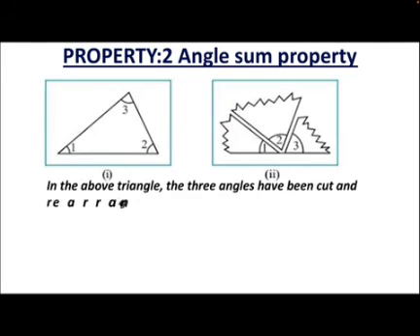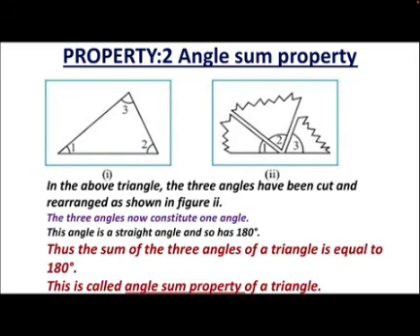So, you can see. So, angle sum property is your second property, important property. What does it say? When you add angle 3 plus angle 1 plus angle 2, the total should be equal to 180 degrees. This property is called angle sum property.